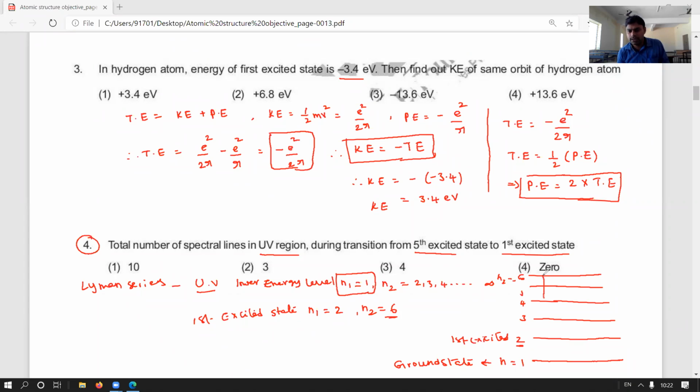The transition from 6 to 2 is present in the Balmer series. Balmer series is present in the visible region, but not in the UV region. So, zero transitions or zero spectral lines are present in the UV region.